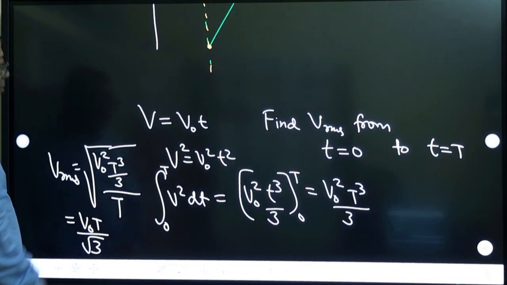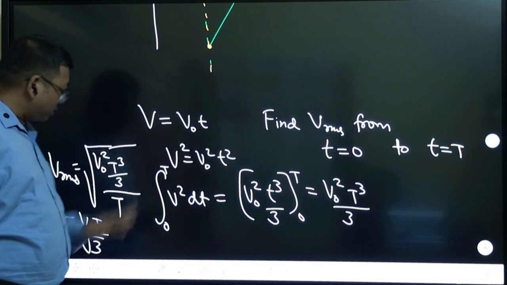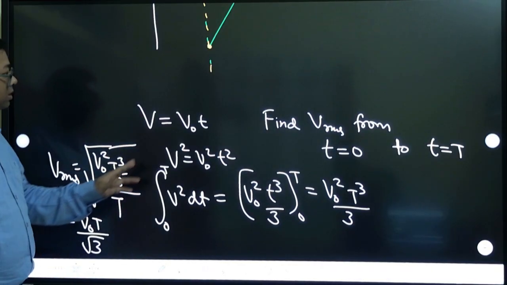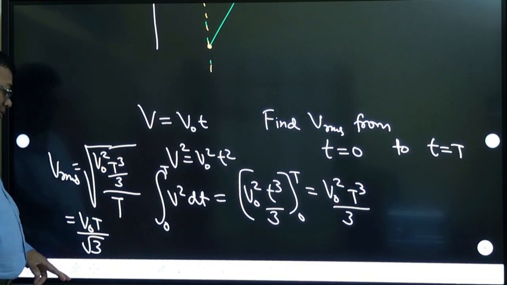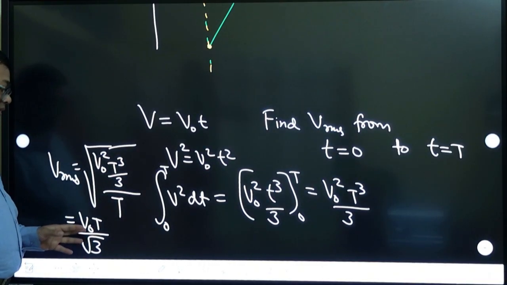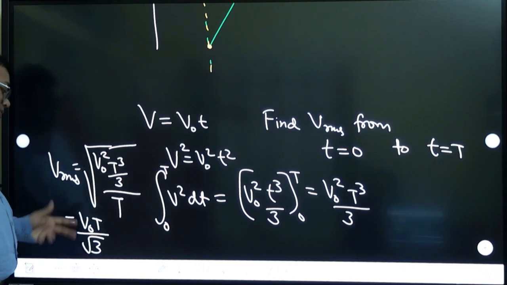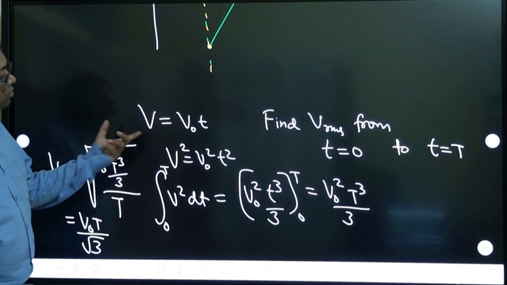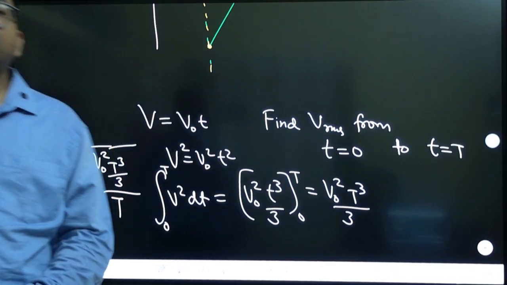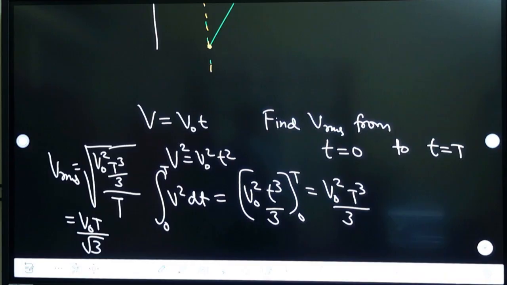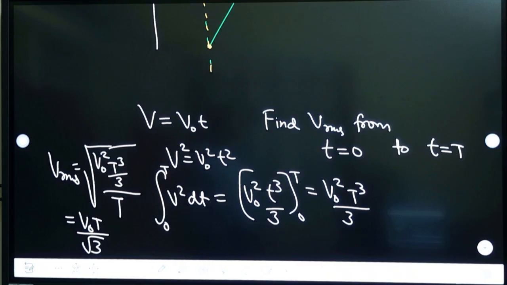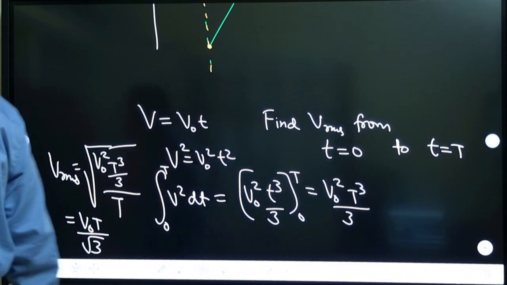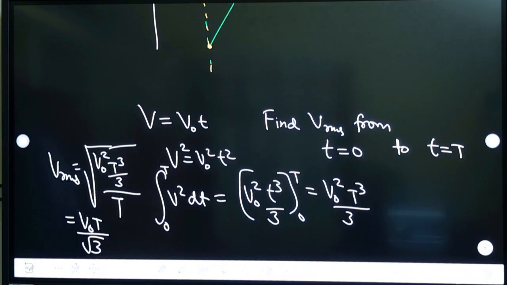Suppose v naught is 1, or this time capital T is 1. Then it will be v naught by root 3. So it is not that it has to be v naught by root 3 or v naught by root 2. It depends on what function it is. You are getting this? Yes? Done. Understood that. All of you have understood this.